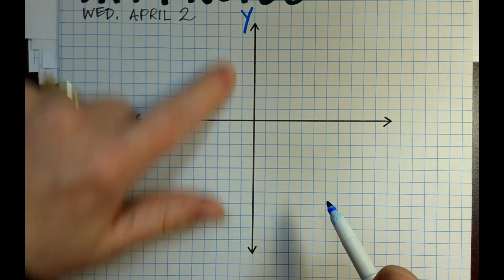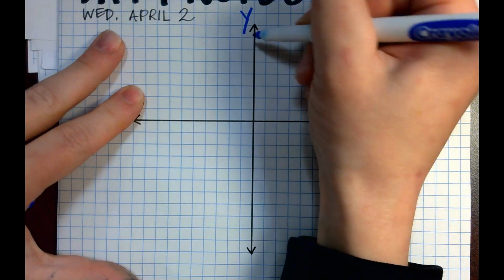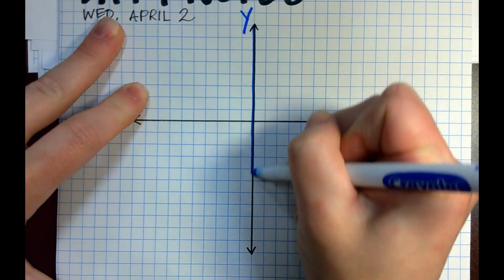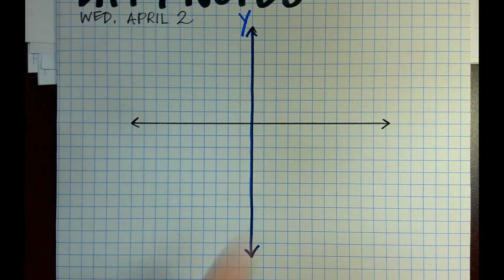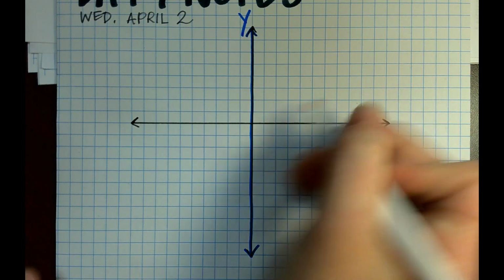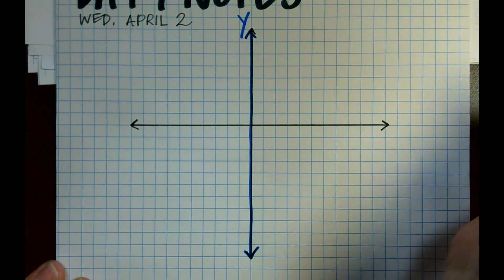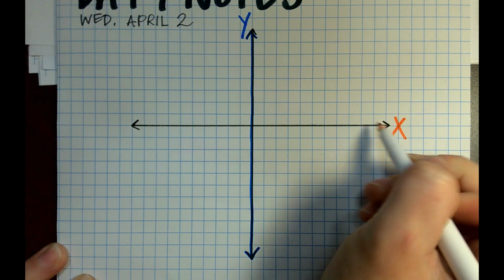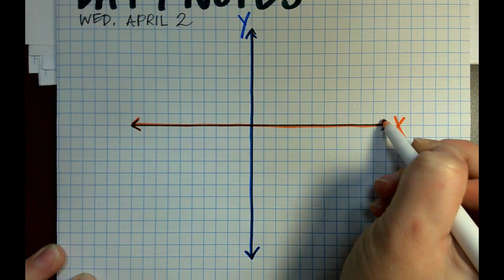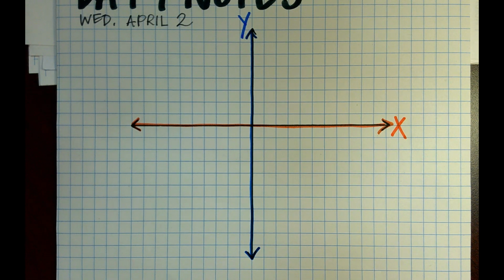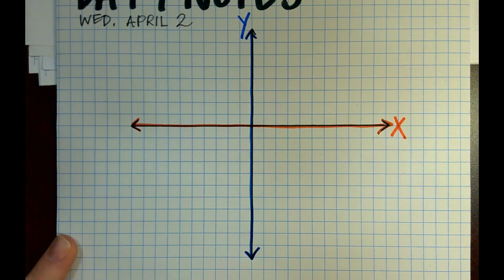The Y goes up and down, so I'm going to just make this whole line blue to signify that. This is the Y-axis. So the X-axis must be the line going straight across left to right. This will never change. X is always left to right. Y is always up and down.